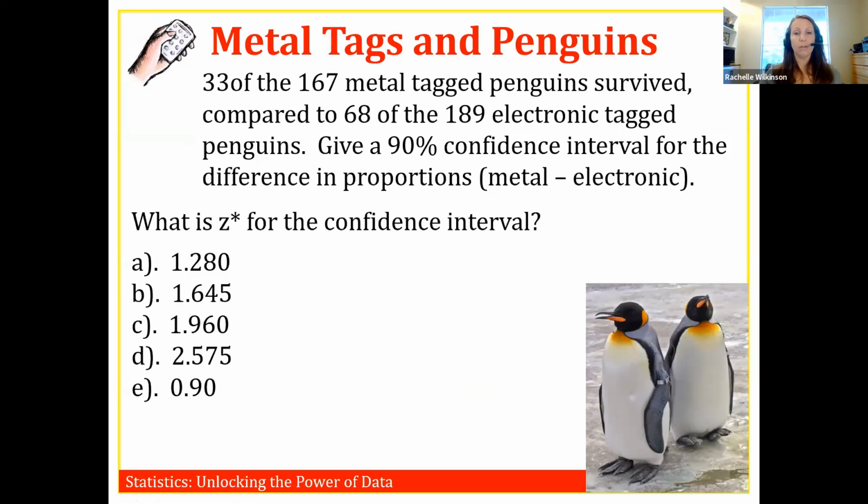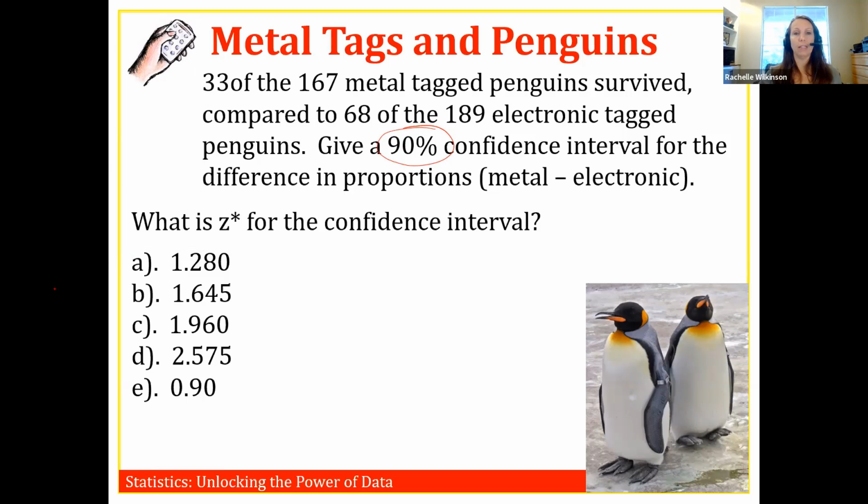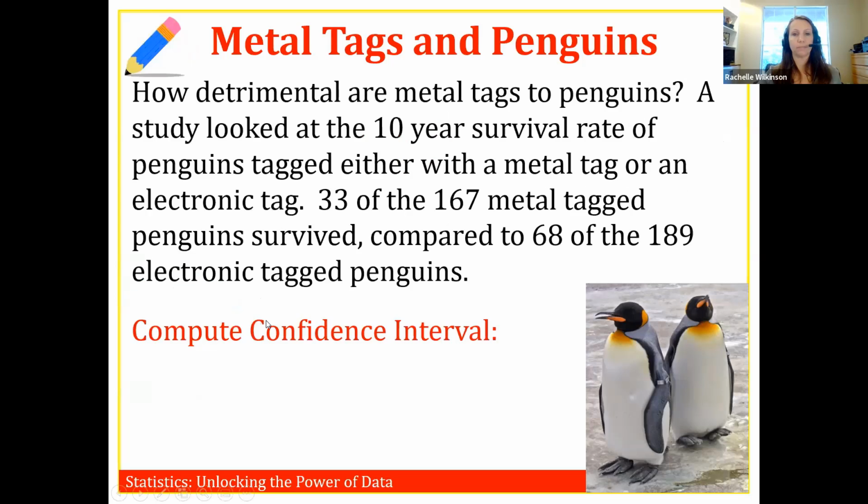All right, so for our confidence interval, this time we wanted a 90% confidence interval. So what's the Z star value that we're going to use for 90% confident? Z star for 90% confident is 1.645. So we're going to use 1.645 for our Z star.